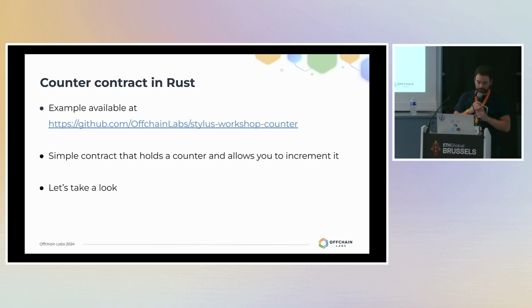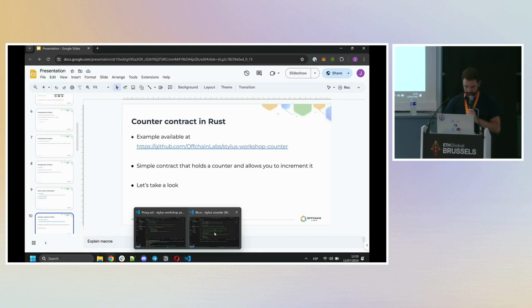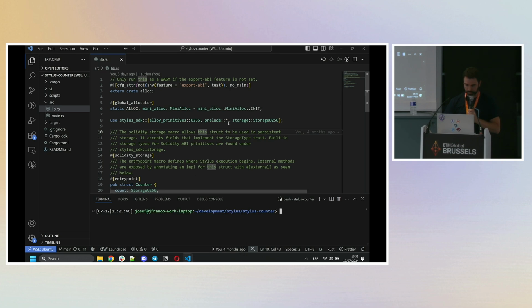All right, so first example. This is a basic counter contract. It just has one variable that is a counter. You can increment it. You can change it. You can set a different count and all that. So this is a perfect example to see for a Rust smart contract. We are going to take a look at it now. All right, here it is.